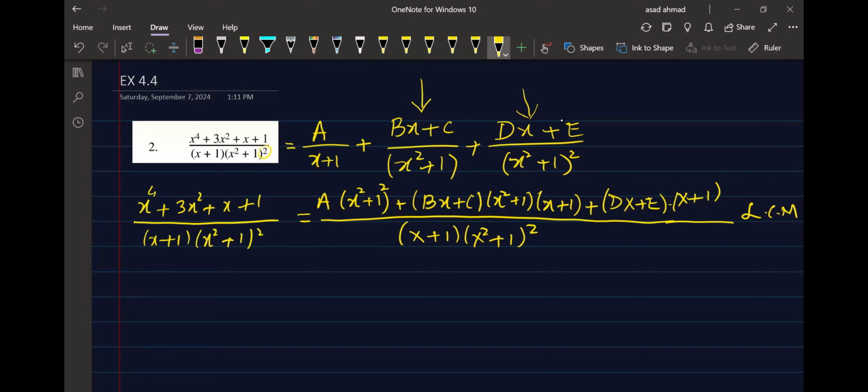Like this one. And once the LCM is operated, we will recheck the terms because it is the first step. If it is wrong, then the rest of the question will be wrong. So what we are going to do is recheck the LCM because x plus 1 is the first term in the denominator. It will be cancelled with the term in the LCM, and x square plus 1 whole square will be multiplied with A and will be written right at this place.